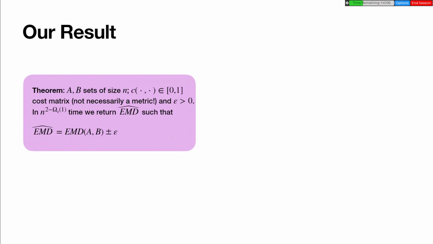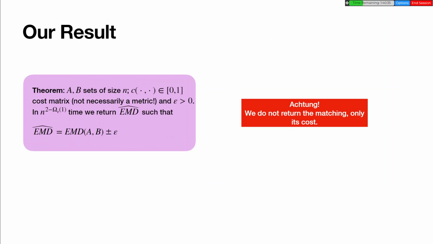So what is our result? Our result says that given two sets of size n and a cost function between 0 and 1, that honestly doesn't need to be a metric, it can be an arbitrary cost function, and a constant epsilon greater than 0, in strictly subquadratic time, where the exponent depends on epsilon, we can return an approximate value for the Earth mover distance that is up to an additive constant epsilon far from the Earth mover distance between A and B. It's worth noticing that we do not return the whole matching, but just the cost, the actual distance.